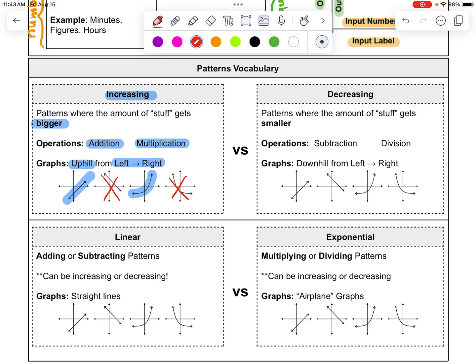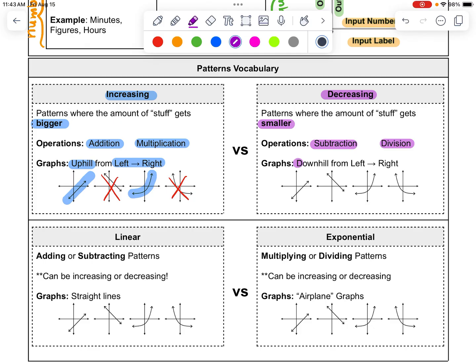Now, the opposite of increasing would be decreasing. A decreasing pattern is a pattern where the amount of stuff that we're looking at is getting smaller. So just like addition and multiplication make our numbers or our amount of stuff get bigger, subtraction or division make our numbers or our stuff get smaller.